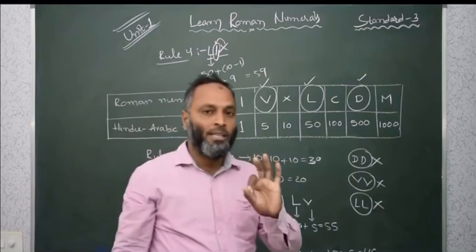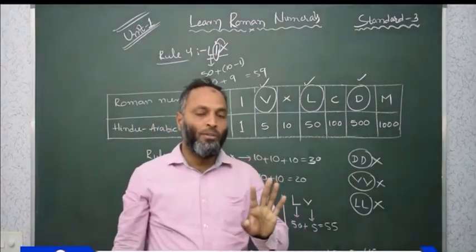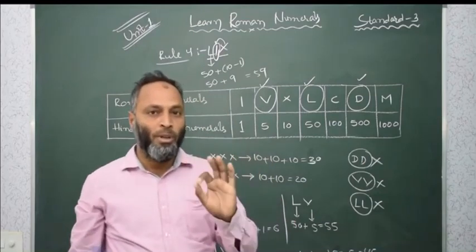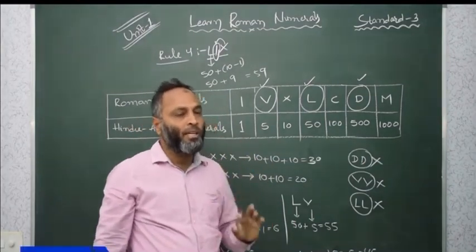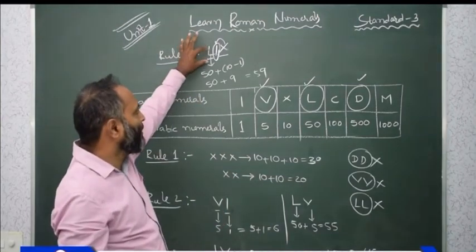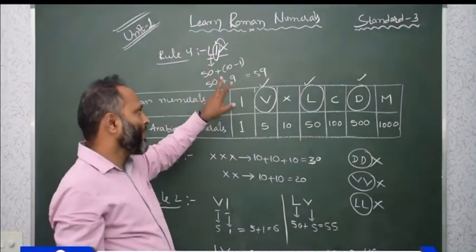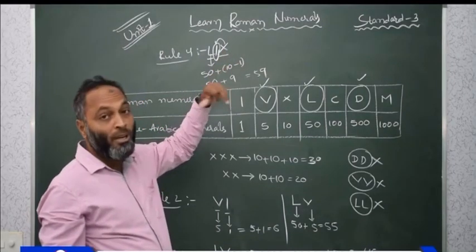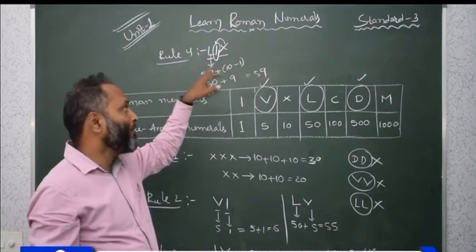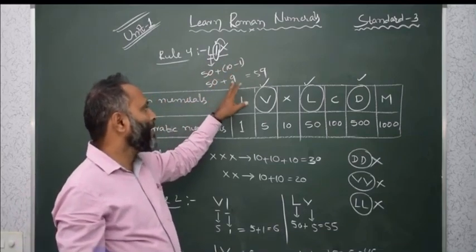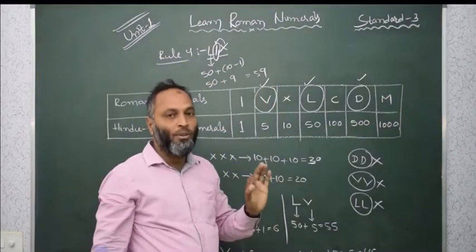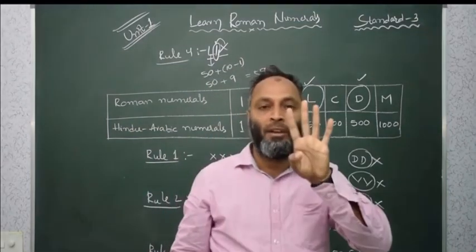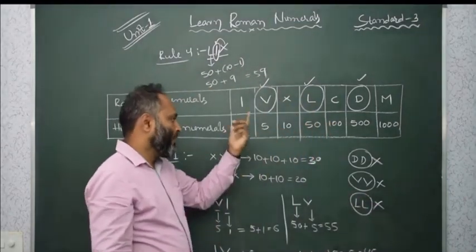Once again, listen, what is the fourth rule? In the fourth rule, if any small Roman numeral comes in between the two bigger Roman numerals, how to write? First of all, the first bigger Roman numeral we take as it is, and then plus, the other bigger Roman numeral we write. The smaller Roman numeral is on the left side of that Roman numeral, so we make minus. Then 50 plus 9, we get 59. This is rule 4. First rule, second rule, third rule, fourth rule. In total, 4 rules we have to follow while writing numbers in Roman.